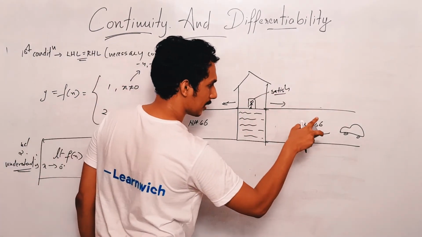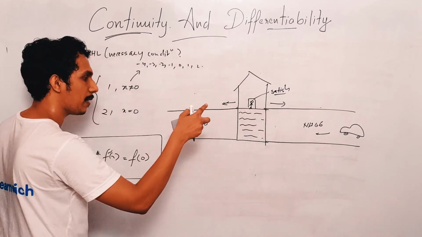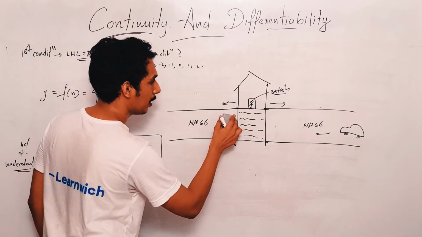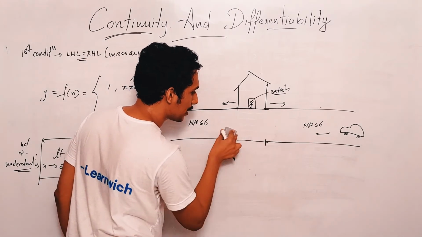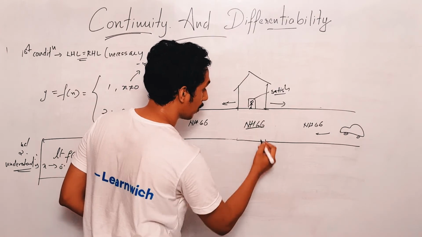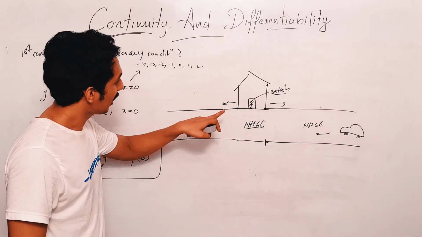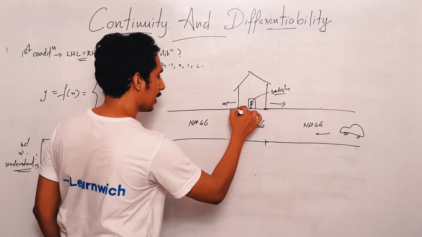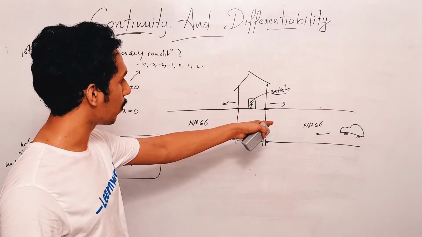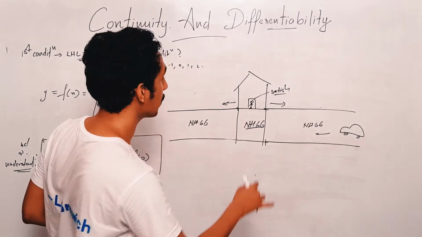So how can this road be made continuous? It should be NH66 to the right, and NH66 to the left. And it should be NH66 in front of his house also. Then only is this road continuous. Otherwise, it's a broken road. It's not continuous. This is from Satish's perspective.